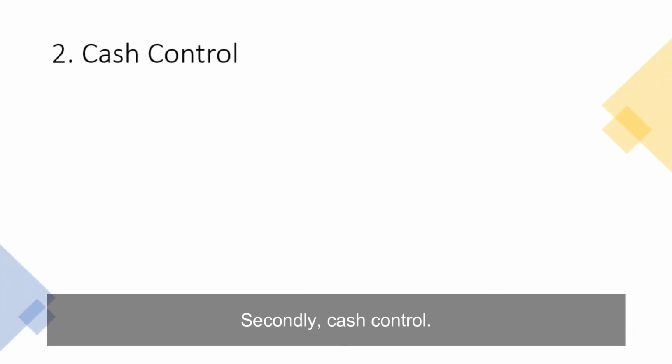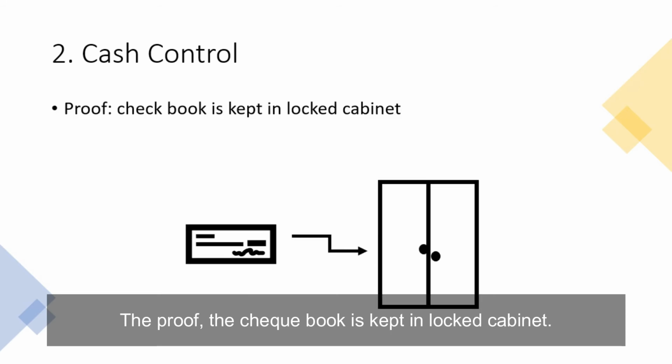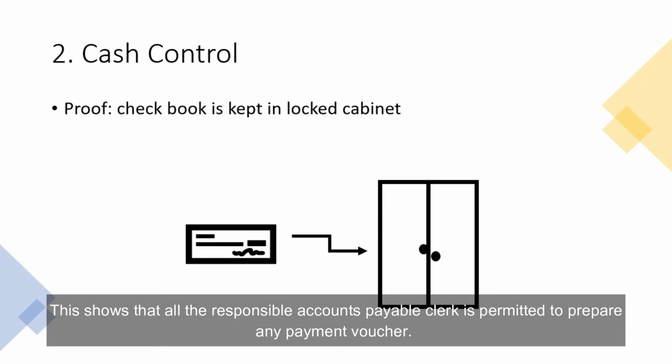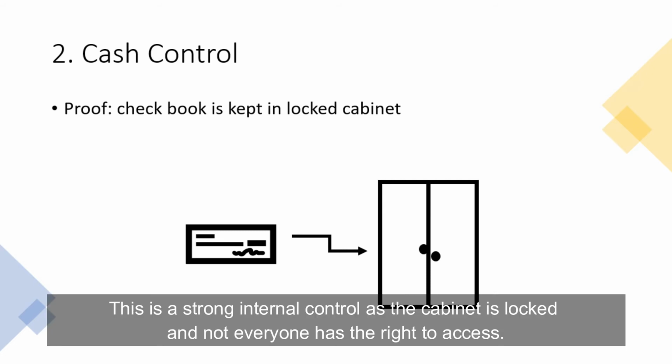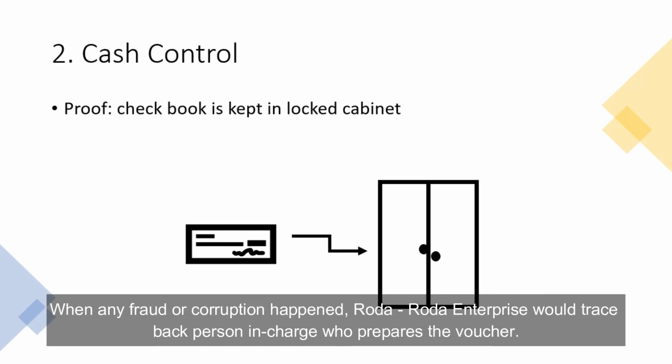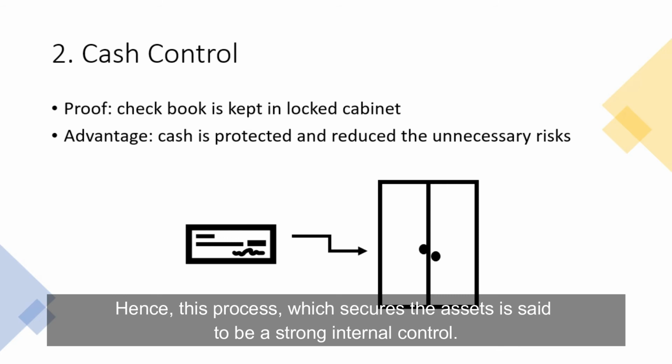Secondly, cash control. The checkbook is kept in a locked cabinet. This shows that only the responsible accounts payable clerk is permitted to prepare any payment voucher. This is a strong internal control as the cabinet is secured and not everyone has the right to access. When any fraud or corruption happens, Roda-Roda Enterprise would trace back the person in charge who prepared the voucher. Hence, this process, which secures the asset, is said to be a strong internal control.